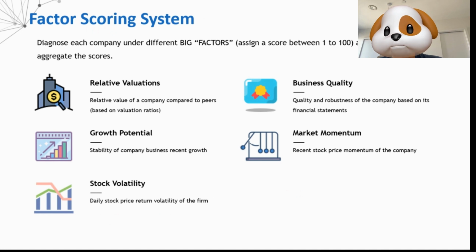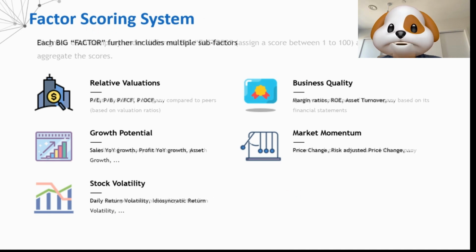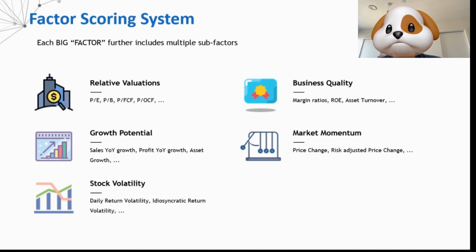These angles, which we call big factors, currently include the relative valuation, business quality, growth potential, market momentum, and the stock price volatility, where each of these big factors is aggregated from multiple subfactors. For example, the relative valuation measures how the stock's valuation ratios, such as PE, PB, and price to free cash flow, look compared to other companies.